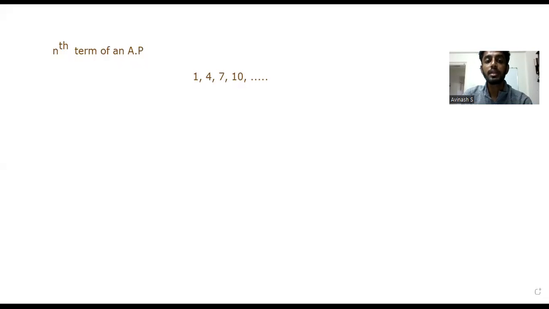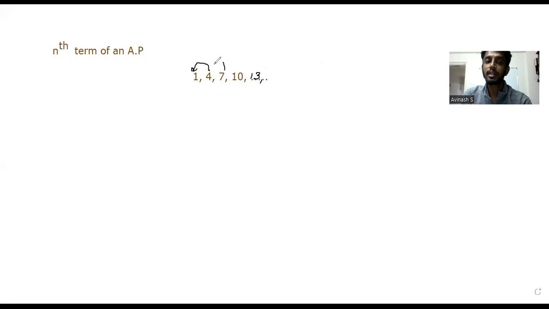Now we are going to learn what is meant by nth term of an AP. For example, if we have an AP like 1, 4, 7, 10, and so on, it's very obvious that the common difference is 3 because 4 minus 1 is 3, 7 minus 4 is 3, 10 minus 7 is 3, and so on. This is something that we know. So now in such an AP where we know the common difference, we can find the next term as 13 by adding the common difference.